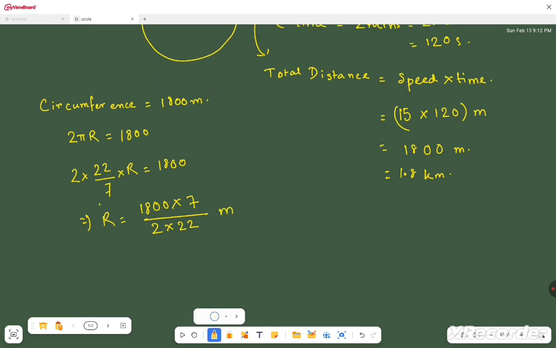Now we have to solve this value of r and we will find out the result. This is the radius of the circular field, so this is the answer. Now you have to calculate this value and find it out. What is the value of the radius? So this is about the second question.